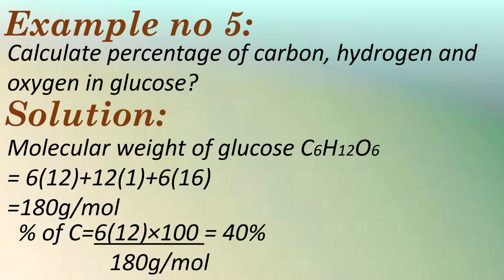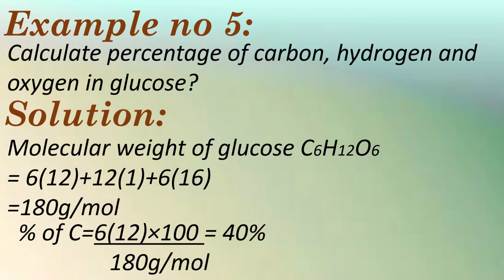6 is the number of carbon atoms into 12, the atomic weight of carbon, plus 12 is the number of hydrogen atoms into 1, the atomic weight of hydrogen, plus 6 is the number of oxygen atoms into 16, the atomic weight of oxygen. After solving, the molecular weight of glucose is calculated to be 180 gram per mole.